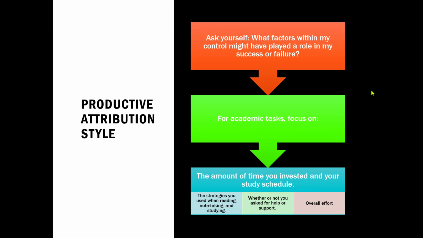So, productive attribution style. This is asking yourself what factors within my control might have played a role in my success or failure. For academic tasks, you want to focus on the strategies you use when reading, note taking, and studying, whether or not you ask for help or support, and then also the overall effort. We just can't quite say that enough.